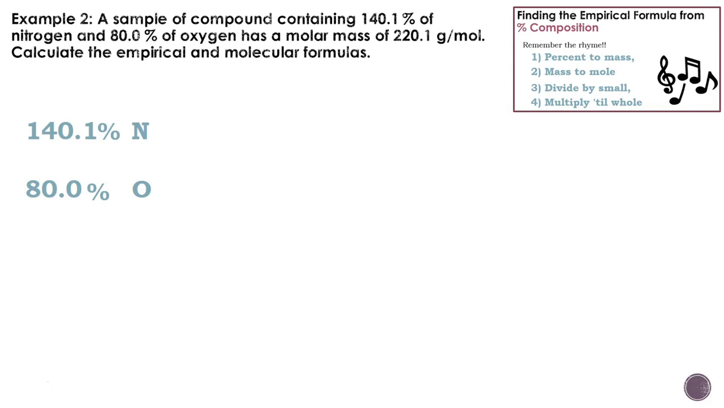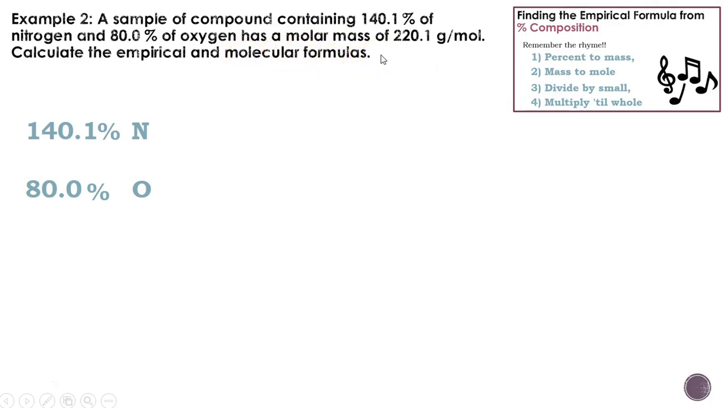Here we have a sample of a compound that contains 140.1% of nitrogen and 80% of oxygen, and it has a molar mass of 220.1 grams per mole. Calculate the empirical formula and molecular formula. So here we have a problem. We're starting with the percentages of each of these elements. First, we need to calculate our empirical formula by following these steps, and then once we get our empirical formula, we can go ahead and find our molecular formula.